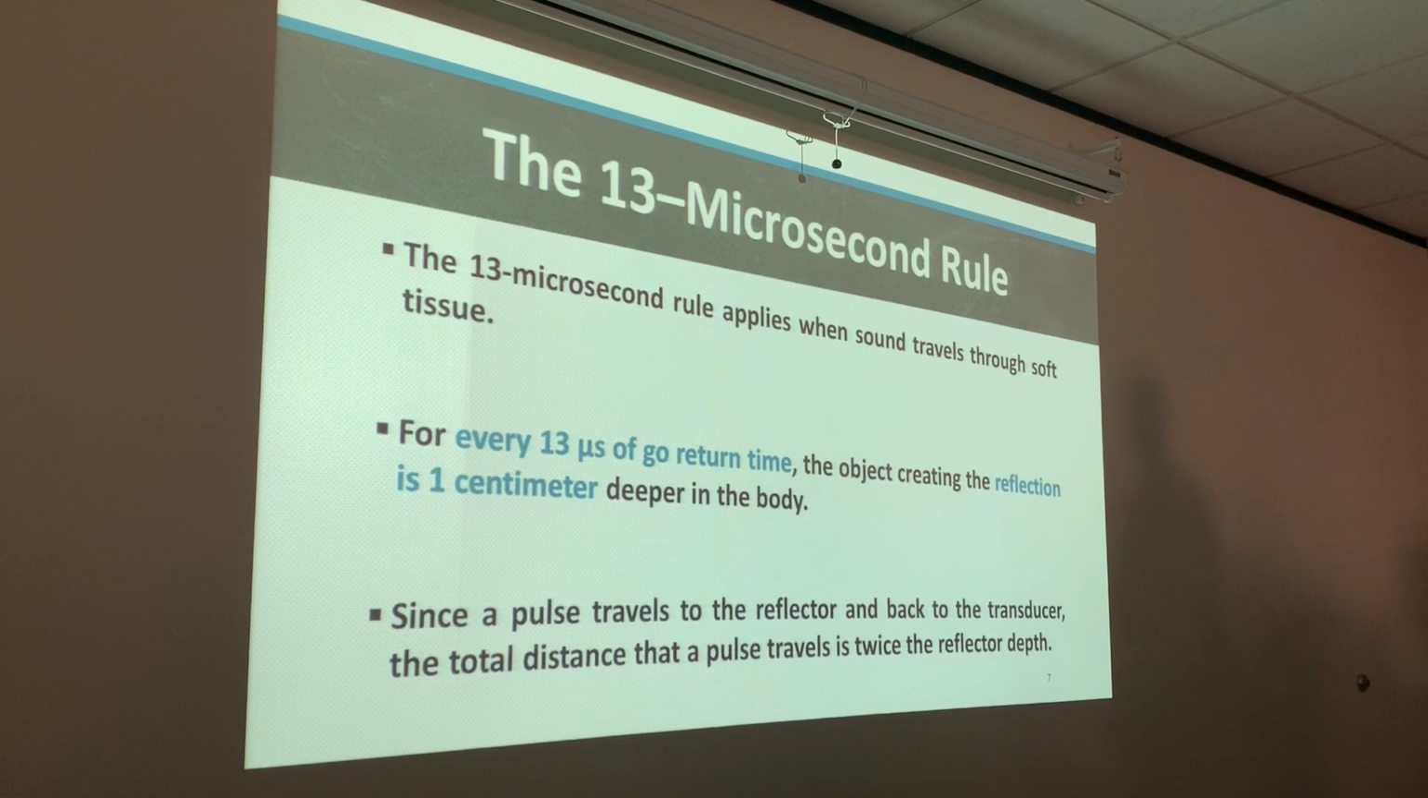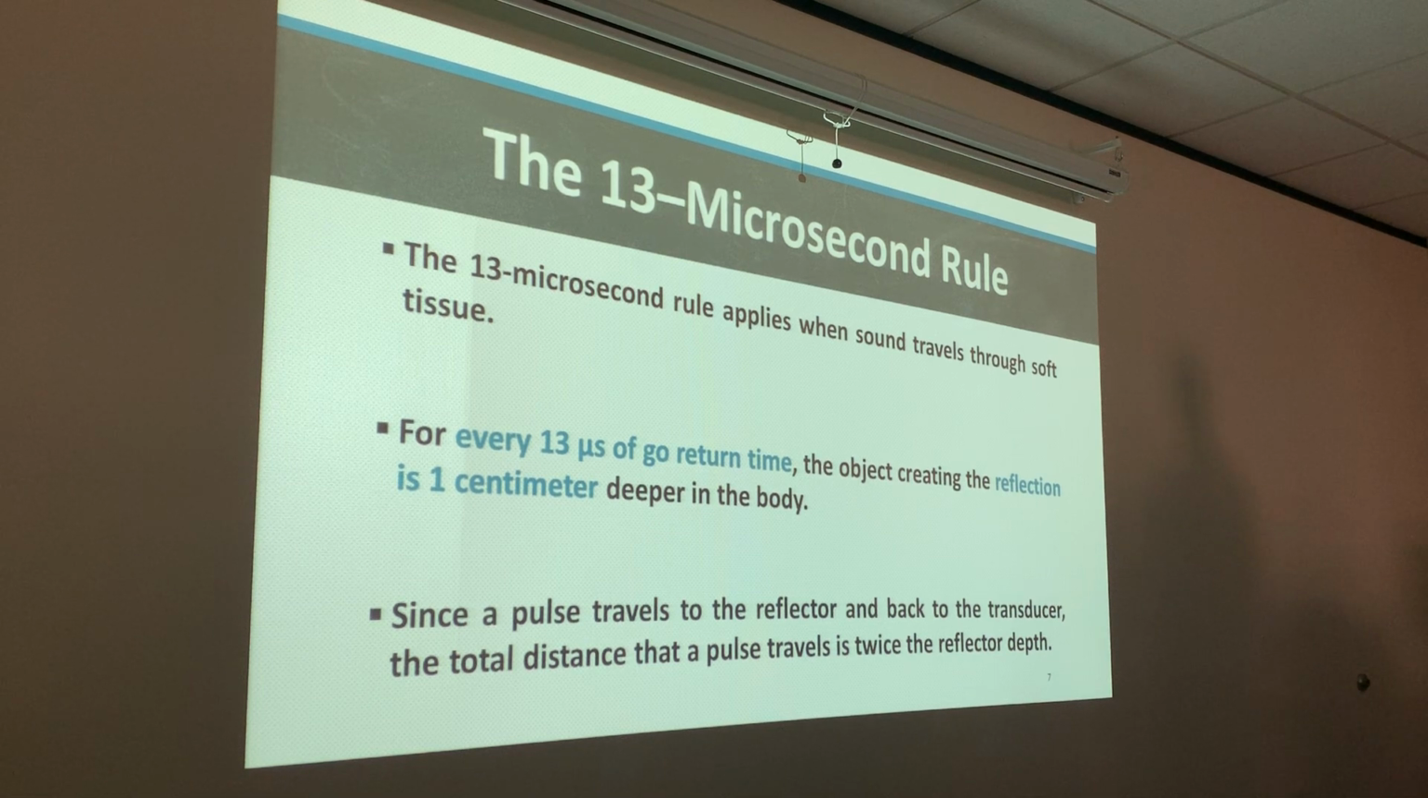Because if we want to know, I'm sorry, we're not talking about the distance traveled. If we want to know the distance traveled, then we're just going to double the depth of that reflector. That means our distance traveled is 2 centimeters for every 13 microseconds, because sound has to go there and has to come back. So the 13 microsecond rule just applies to the depth of a reflector, how deep that structure is in the body.